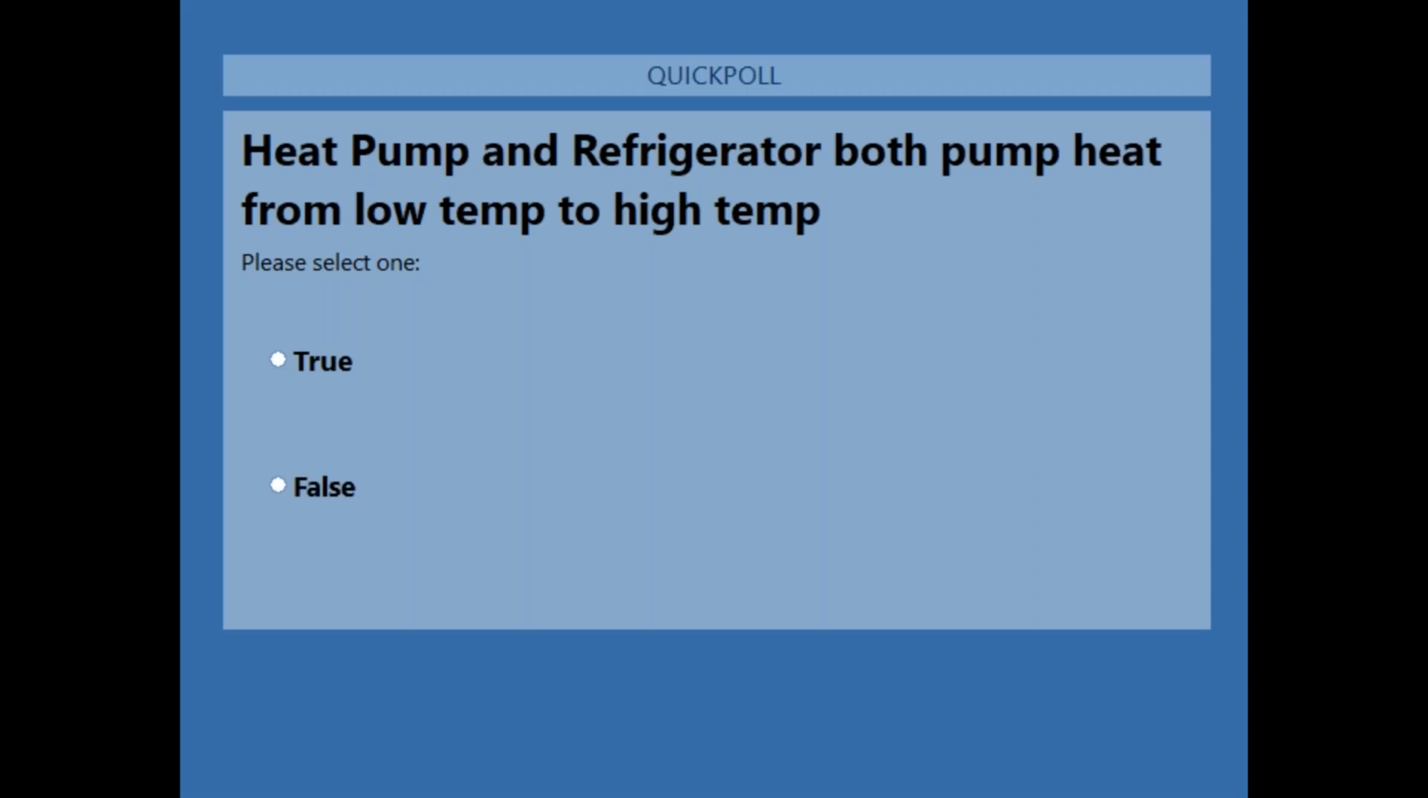It is not that one is pumping it from high temperature to low temperature and the other is pumping it from low temperature to high temperature. So both are transferring the heat from a lower temperature body to a higher temperature body.